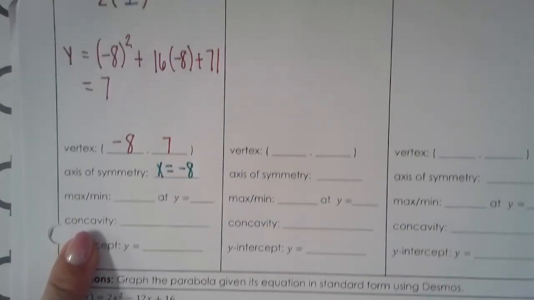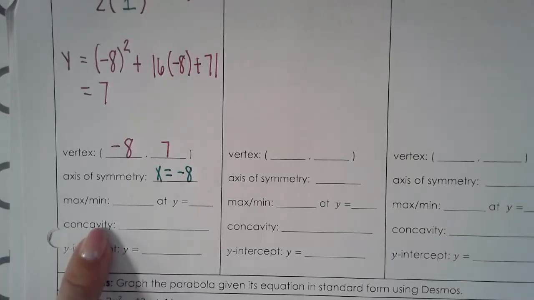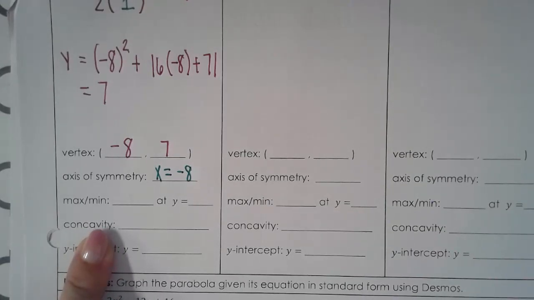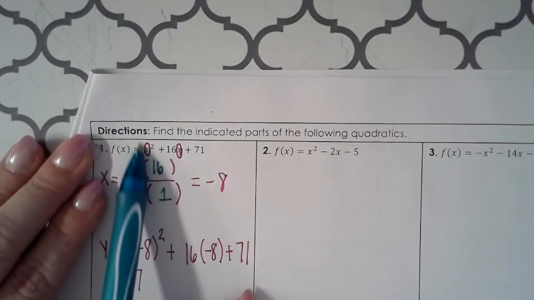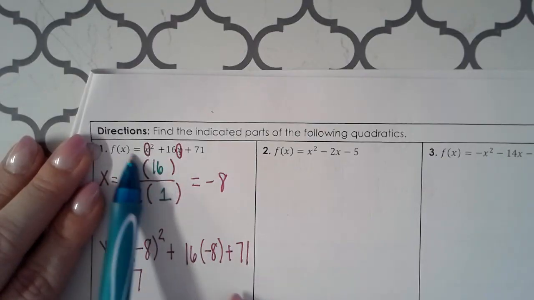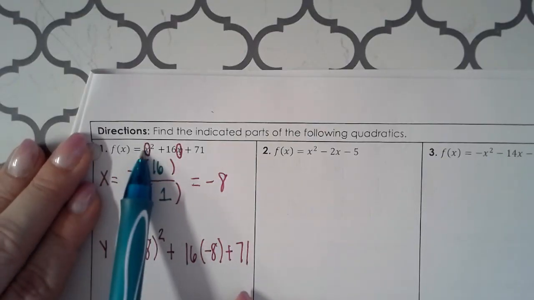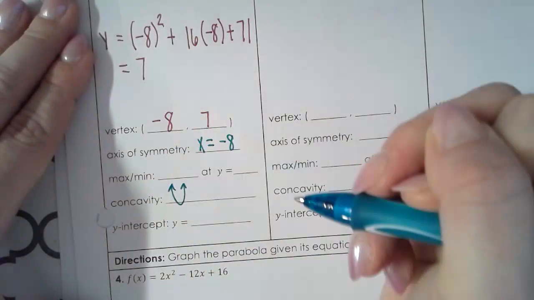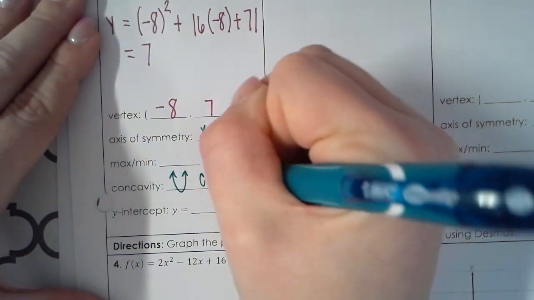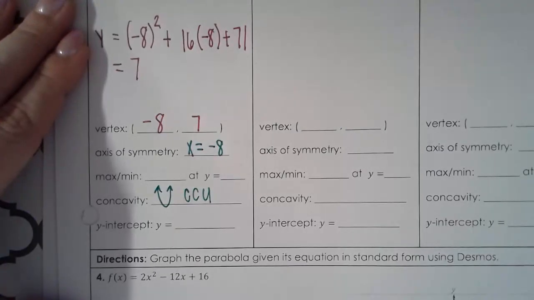Now I'm going to skip down and look at this one, concavity. So if the parabola opens up, we call it concave up. If it opens down, we call it concave down. So this one, if you look at your a value, my a value is 1. Okay, so that up here there's not a negative in front of my equation, it's positive. So that means it looks like that. We would say concave up, and it's okay to abbreviate.